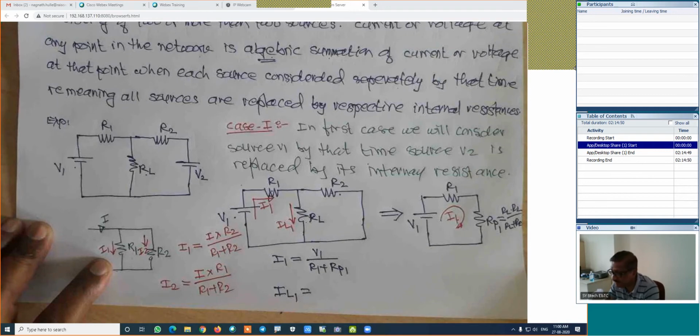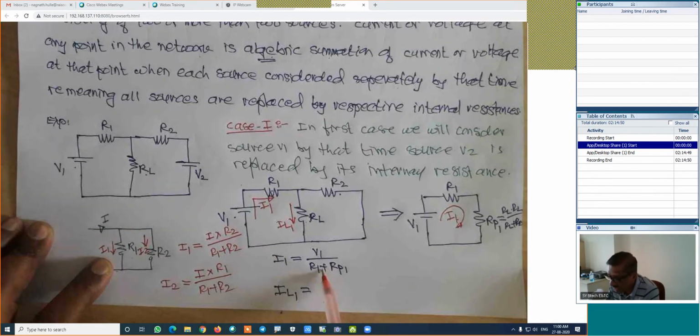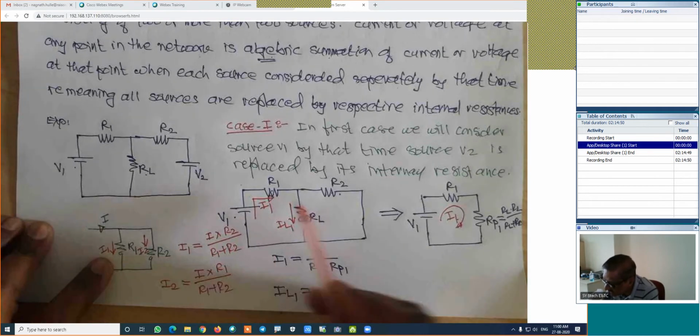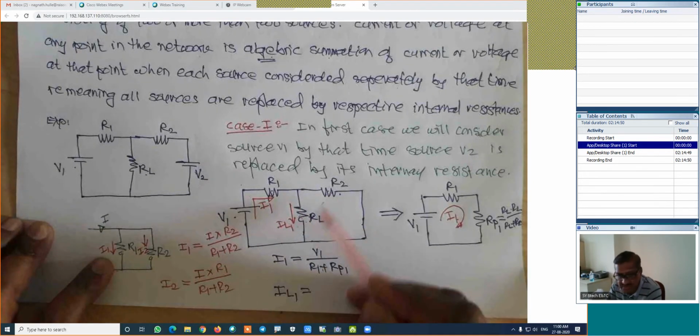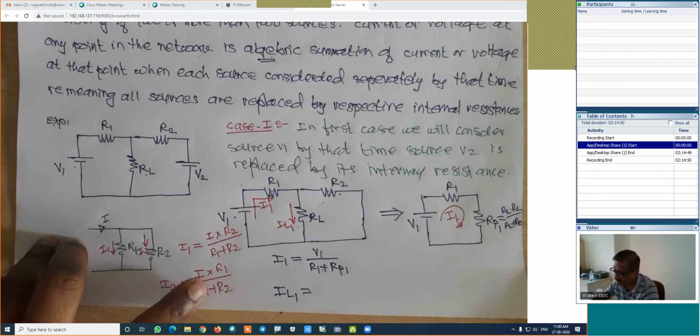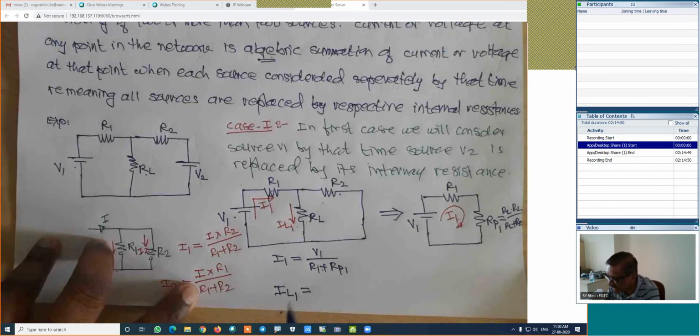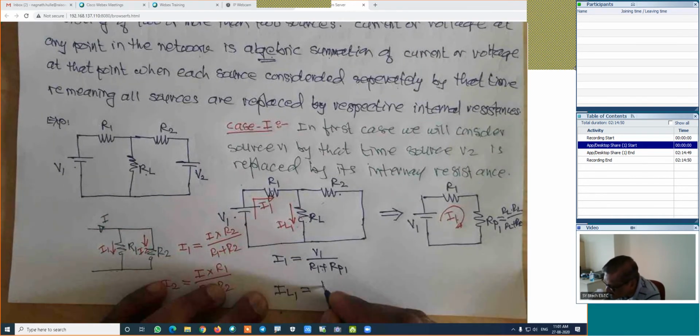What am I trying to do here? First I have calculated this I1. By knowing this current, and since these are two parallel branches, we can use the same rule to find the current in that particular branch, which is IL1. Look carefully here. IL1, the current in this branch, is equal to, what is the formula? Total current I1 into the resistance of the opposite branch.